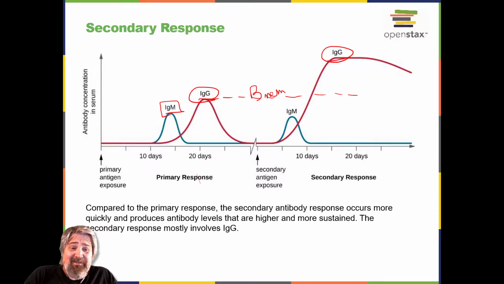Now, the B and T memory cells will eventually die off if the pathogen is never encountered again. So that's where we talk about immunity can wane. Even if you've had the actual disease and it wasn't a vaccine, that can wane as well.